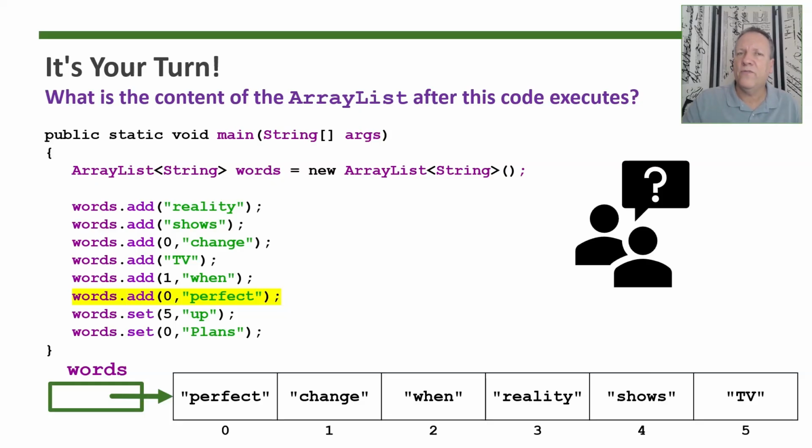And now we've got a couple of set method calls. So we're going to set(5, "up"). That means the word at position 5, instead of TV, is now going to be up. And then finally at position 0, we're going to set the word perfect to plans. And so now our ArrayList contains the words plans, change, when, reality, shows, up. Isn't that the case? How'd you do? Hope you got it right.